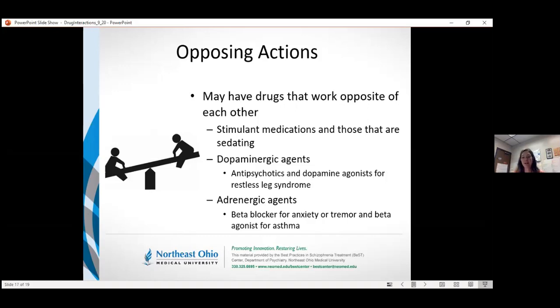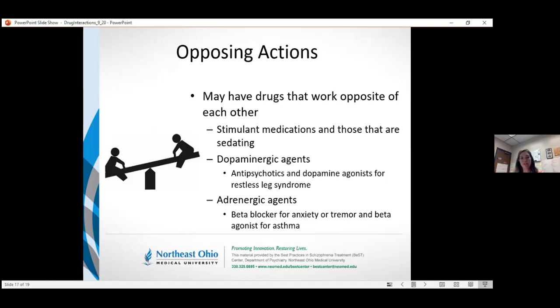Another example comes from the case that we saw last week. Antipsychotics block those dopamine receptors. Some individuals may be on dopamine agonists, things that are supposed to be turning those receptors on for things like restless leg syndrome. So if we have both of those on board, they're kind of fighting for the same number of receptors. So we've got to see if we're getting efficacy or side effects from those combinations.